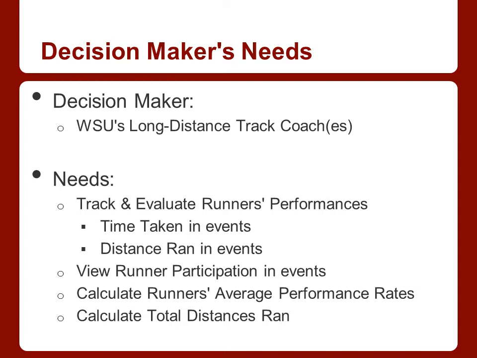The needs were to track and evaluate runners' performance. This can be the time taken or the distance ran in events. Both of these are very critical information that we really want to track within our system. We can also view the runner participation in certain events, and then we have calculated measures in our system as well that can calculate runners' average performance rates and calculate total distance ran. I'll be going into more detail about this in a little bit, but that's just an introduction to what we really want to capture with our system and why we think it's really important that these specific measures are met.